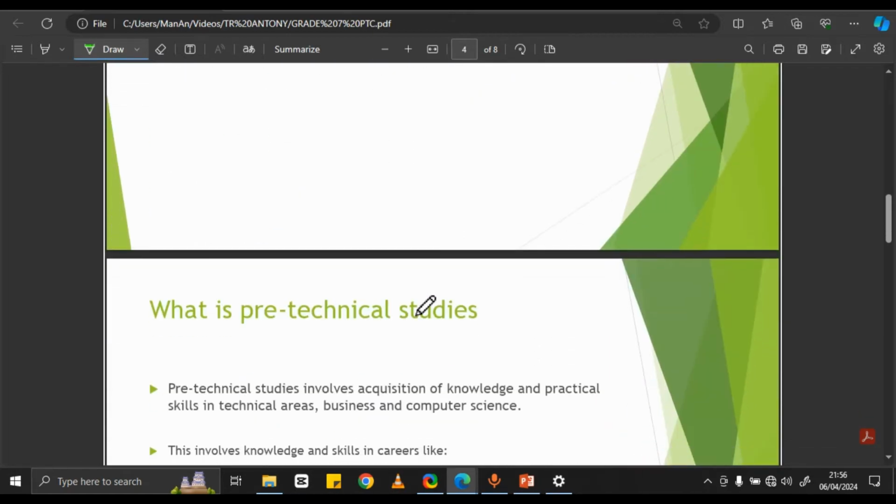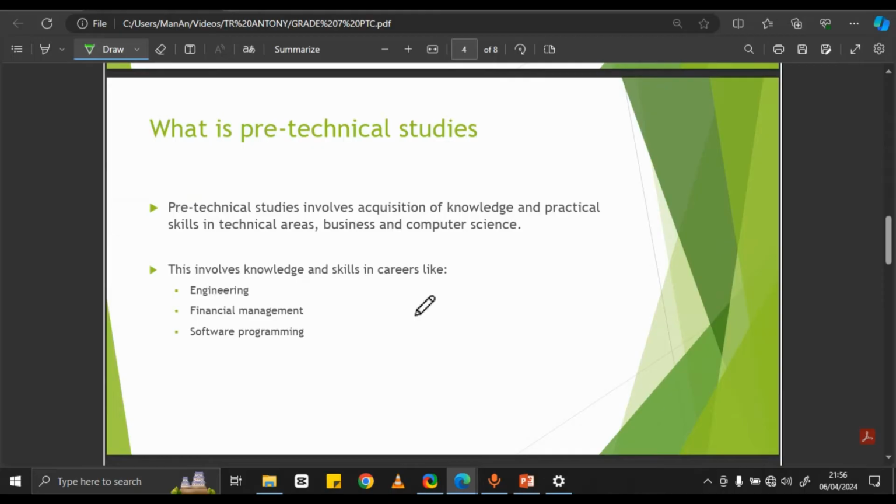in day-to-day life. So what is pre-technical studies? Pre-technical studies involves the acquisition of knowledge and practical skills in technical areas, business, and computer science. So what this means is, when you learn pre-technical studies, you'll get the knowledge, the basic understanding in different learning areas. You also get some practical skills. So the knowledge and practical skills are the ones that will help you now build a career in them.